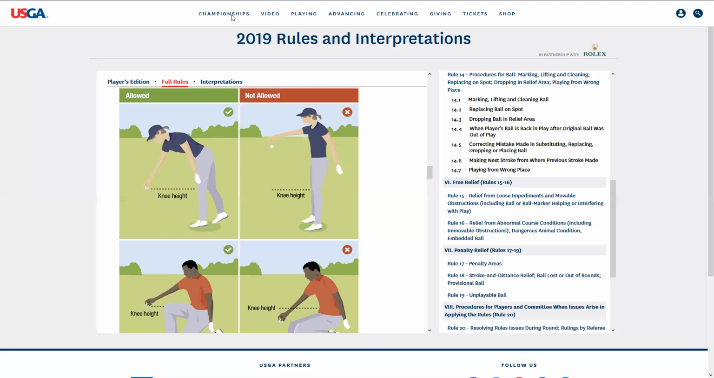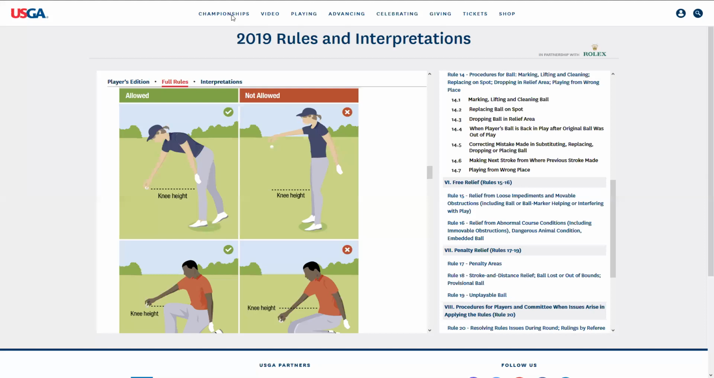First panel. Has the player dropped in the right way? She dropped from knee height straight down. It didn't hit anything, and she dropped in the relief area. So panel 1 gets a green check. She's dropped it in the right way. Panel 2, the player. Has she dropped in the right way? Well, she drops it from knee height straight down, and it lands in the relief area. Has she dropped in the right way? Yes.